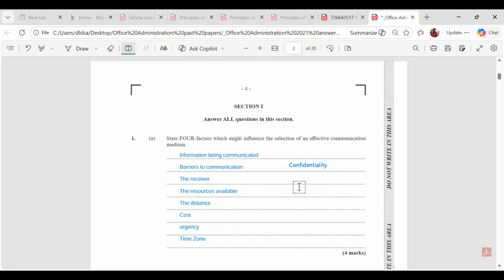So I might want a video conference, but don't have the resources to do a video conference. Who the receiver is: is it my boss, is it a friend, is it a colleague? The information being communicated: is it a document that I need to send? Is it a short message?